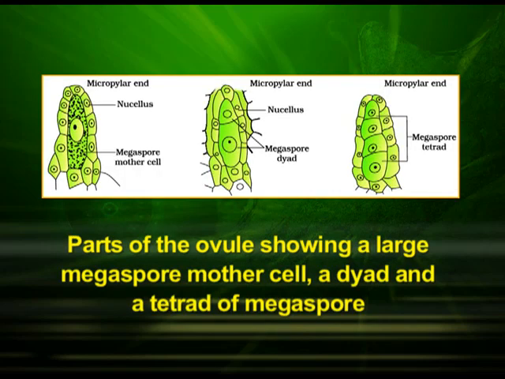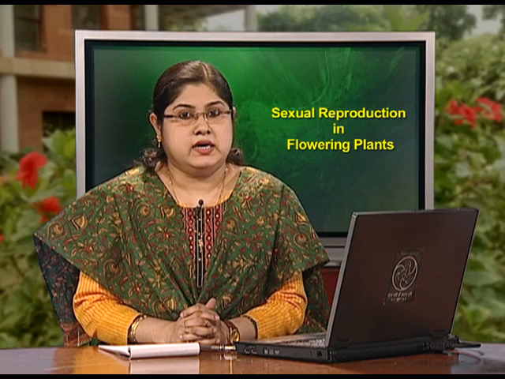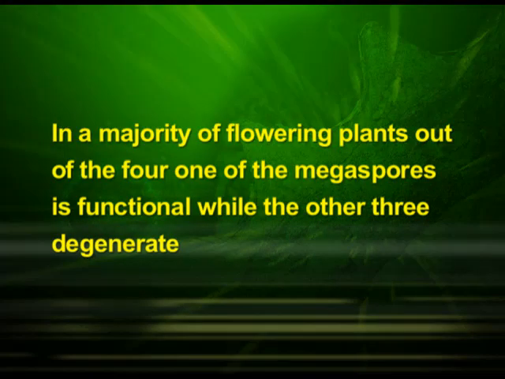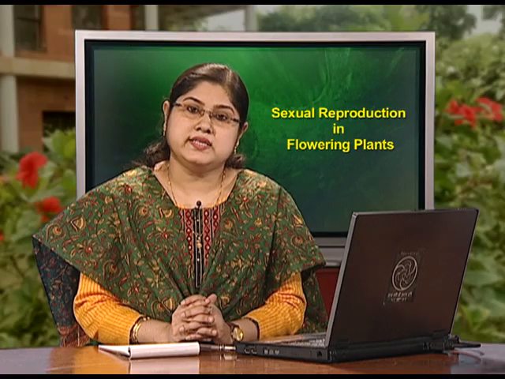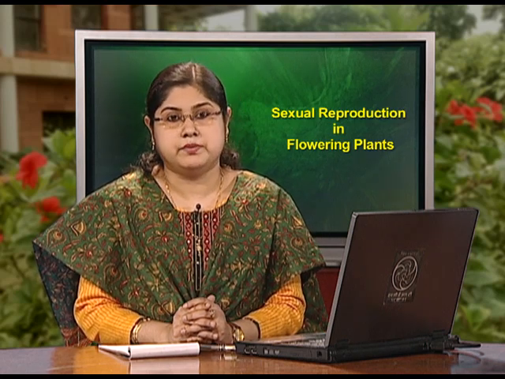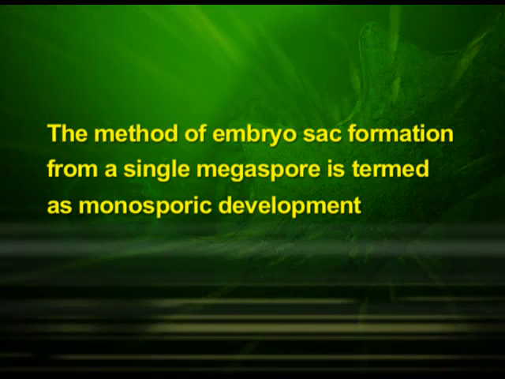We can observe the parts of the ovule showing a large megaspore mother cell, a dyad and a tetrad of megaspore in these diagrams. Students, let us discuss the female gametophyte. In a majority of flowering plants, out of the 4, one of the megaspores is functional, while the other 3 degenerate. Only the functional megaspore develops into the female gametophyte or the embryo sac. The method of embryo sac formation from a single megaspore is termed as monosporic development.